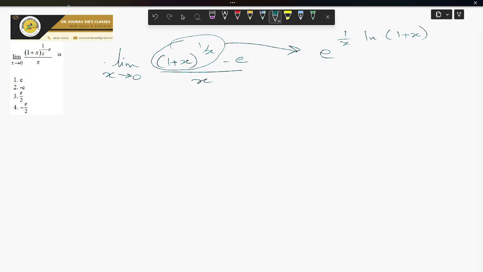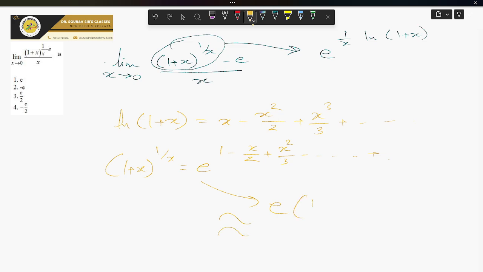So as we know, our expansion of ln of (1 plus x) is equal to x minus x square upon 2 plus x cube upon 3 plus dot dot dot. So thus we can say that (1 plus x) whole to the power 1 by x is equal to e to the power of minus x by 2 plus x square upon 3 minus and so on. Okay, so now for small x we can approximate it, as we are taking x to be so small.